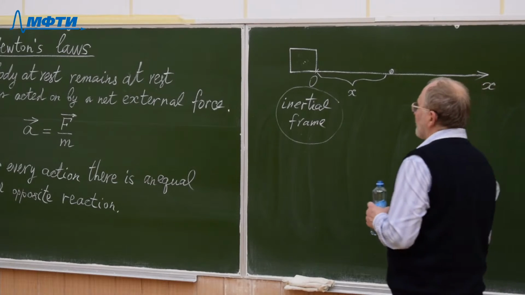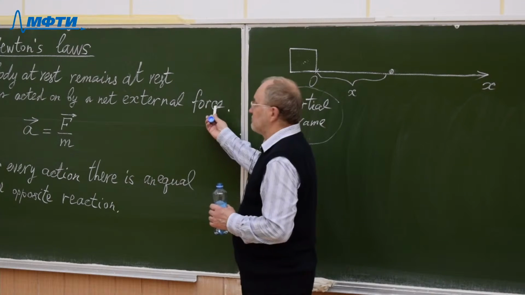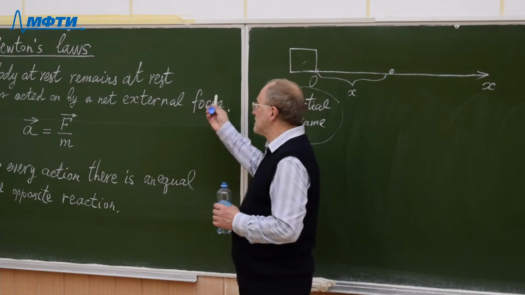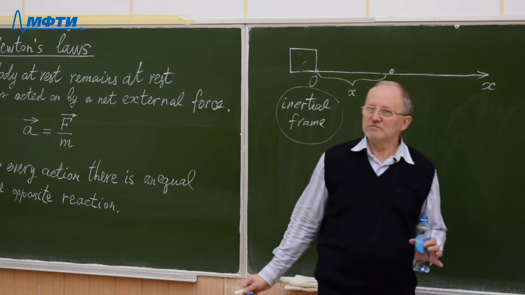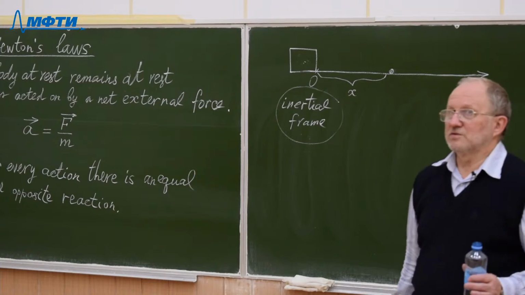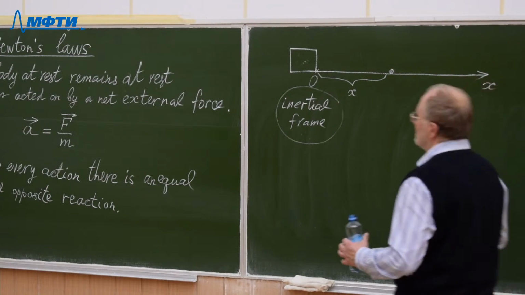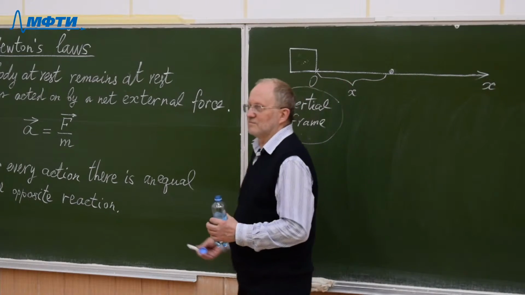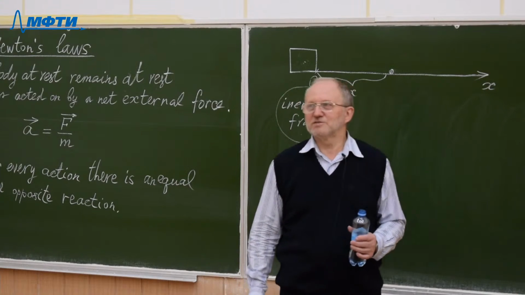So you can reformulate the first Newton's law in the following way. There is at least one inertial reference frame in the universe. That's the statement. It's not obvious. But the world we live in has this property. There seems to be an inertial reference frame in it.